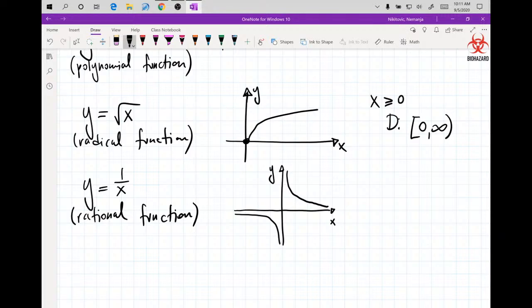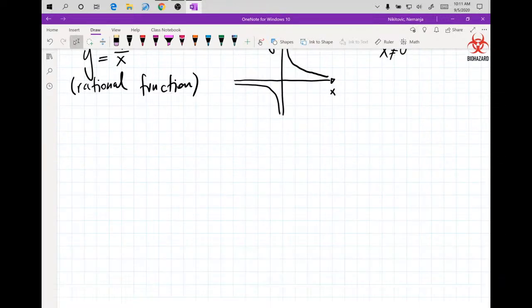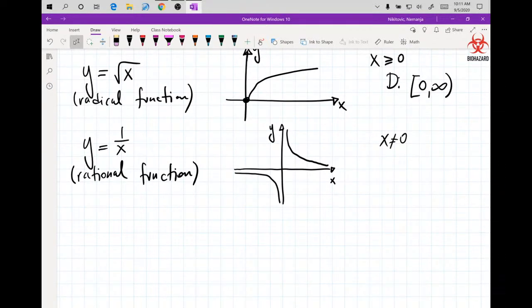Domain, you're not allowed to have 0 in the denominator, right? So x cannot be 0. So what's the domain? Domain is everything except 0. And you can get that by saying negative infinity to 0. Then you break with the parentheses and the union symbol. Right? The U in between means union. And you have two parts that are united to create the domain.